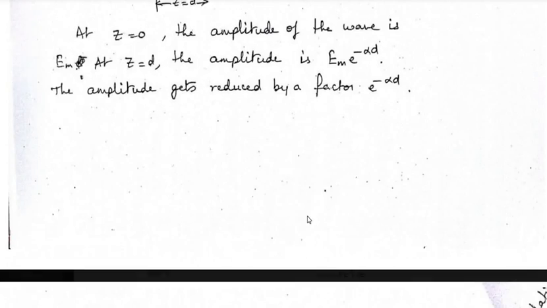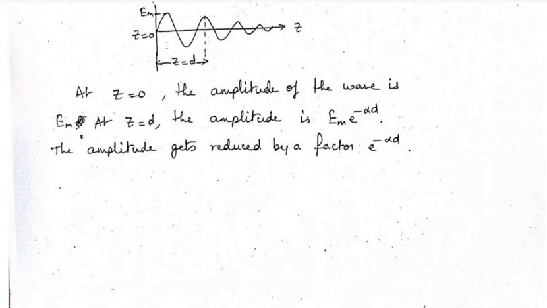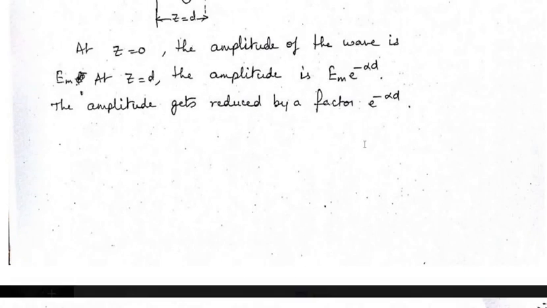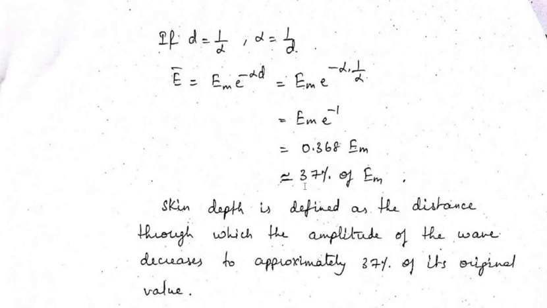So why have we taken this equation Em e raised to minus alpha d? If you see this waveform, it is decreasing exponentially, that is, the amplitude of this wave is decreasing exponentially, and its initial amplitude is Em. So for a decreasing exponential wave, we use this equation e raised to minus alpha into d. That's why we have used the same thing there. So we get this as 37% of Em.